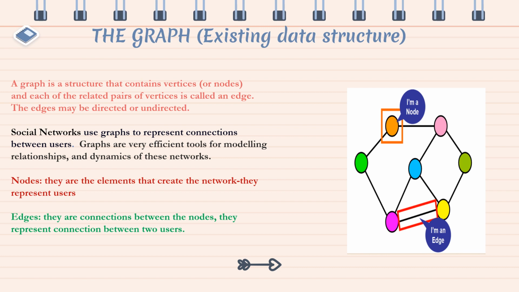So what is the data structure which is used in graph database? It's nothing but the graph. A graph is a structure which contains vertices or nodes, and each of the related pairs of vertices is called an edge. Nodes represent the elements that create the network. They are the users. Edges are the connection between the nodes. They represent the connection between two users.